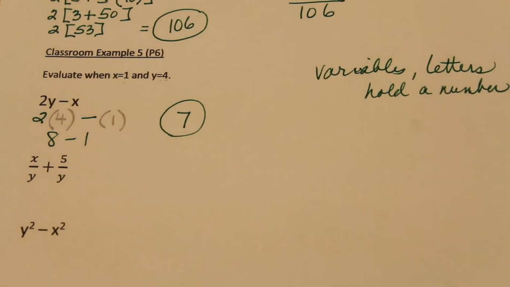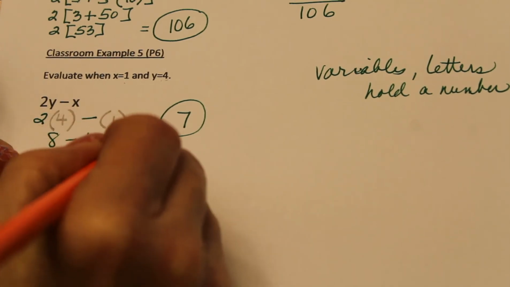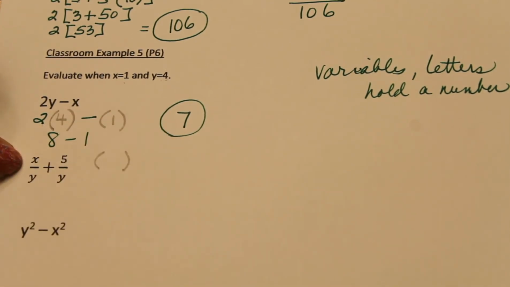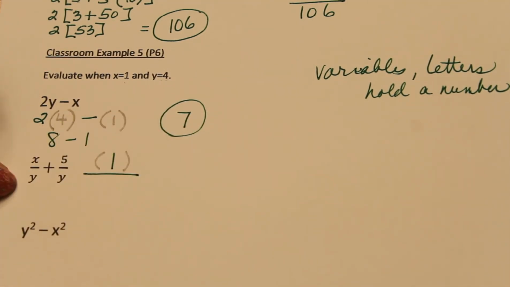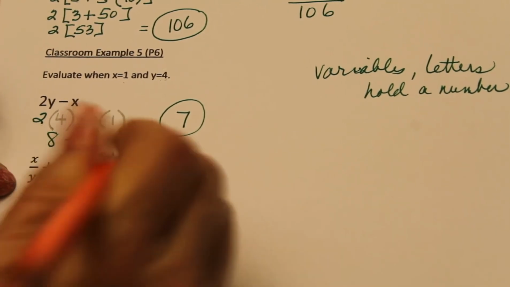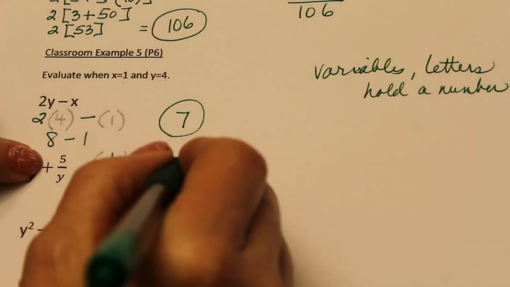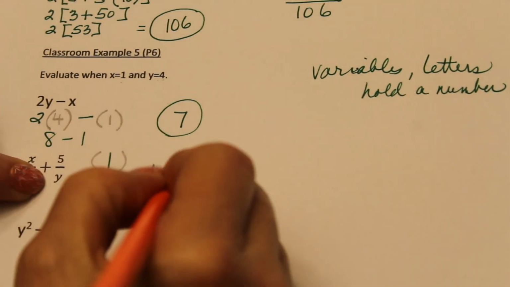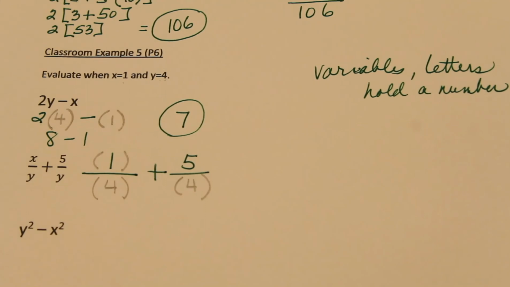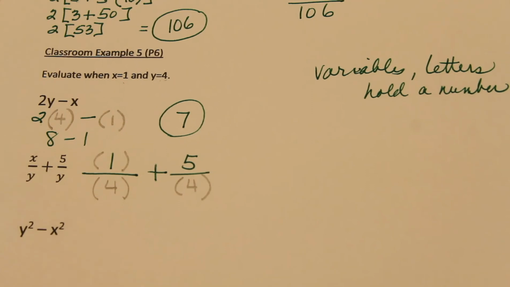All right, well, how about right here? I'm not going to put x, I'm going to put a 1. I'm not going to put a y, I'm going to put a 4. Put your plus sign in, put your 5, put your bracket, and I'm not going to put a y, I'm going to put a 4.